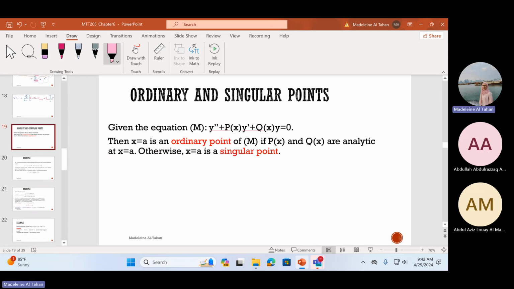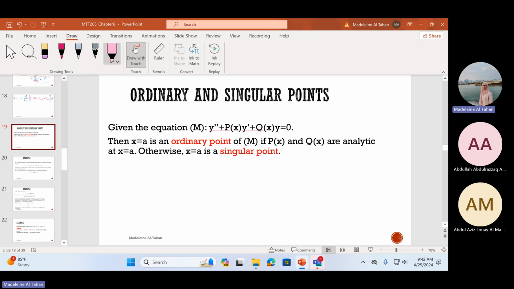Now, what do we mean by ordinary and singular point? First, we are talking about a second order differential equation now. Of course, for higher order, everything is similar. The first step is we need to write it in standard form. What do we mean by standard form? Before y double prime, what should we have? 1. So if I have x squared before y double prime, what should we do? Divide by x squared, where x is not equal to 0. So we first write our equation in standard form.